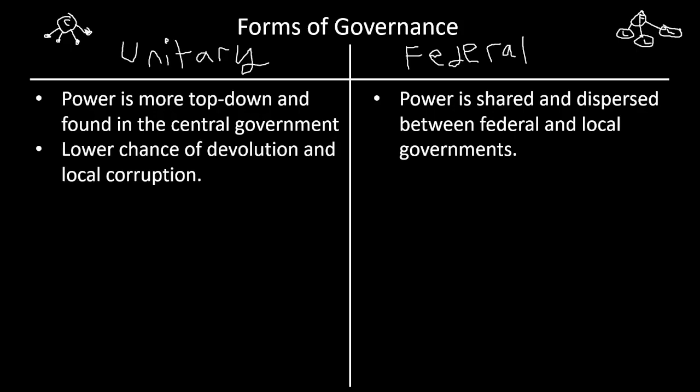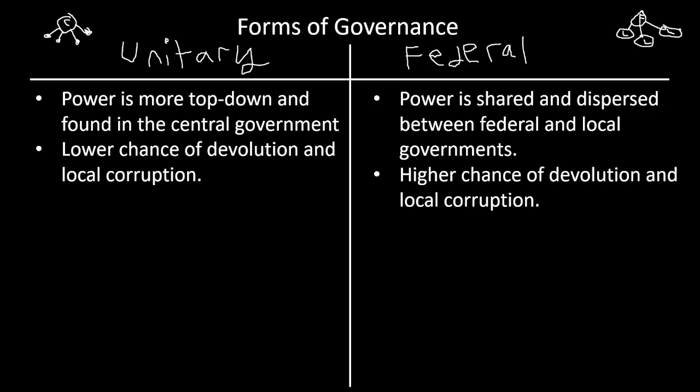Now, in a unitary state, there's a lower chance of devolution, because there's less power given to local areas, less autonomy is given. And there's also a lower level of local corruption because, well, there's less power given. So the corruption at a local scale is going to be lower because there's less for them to screw up. Then for a federal state, this is actually going to be the opposite. There's a higher chance of devolution and local corruption.